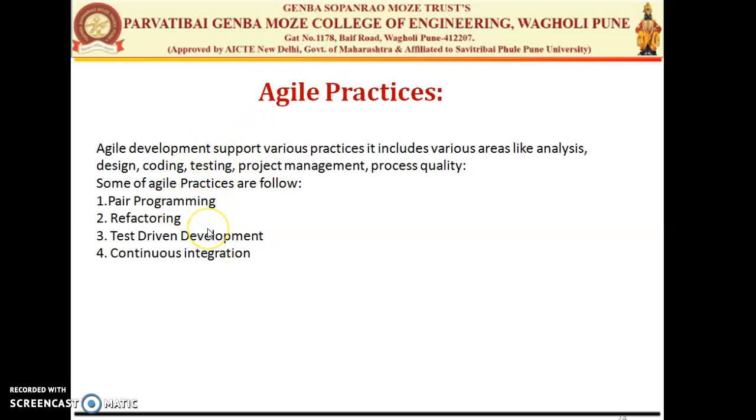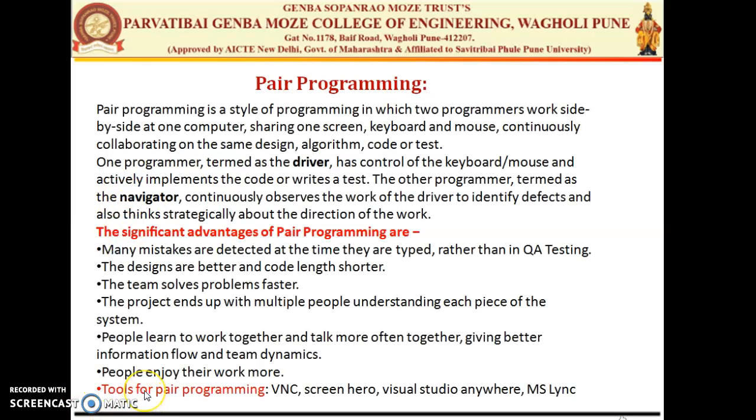Now these practices we can also call the methods or the provisions on which Agile development has been built. So we will see them one by one. First, let us see pair programming. It is one of the Agile practices. In this method, two programmers are working together on the same machine.